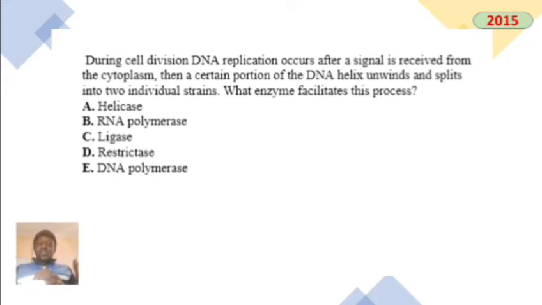DNA helicase, right? Which enzyme can confuse you here? RNA polymerase is for transcription, and DNA ligase is for joining the Okazaki fragments, etc. All right, okay, let's not talk about that. This process, the unwinding of the chains, is done by helicase.